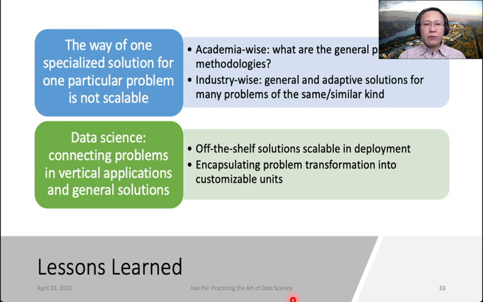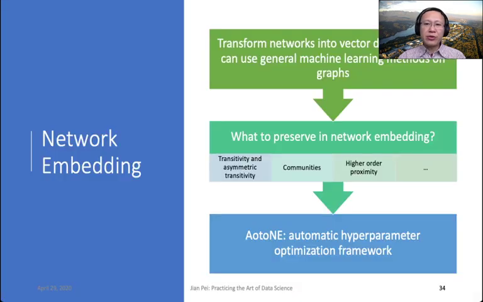And we realize data science should connect problems in vertical domains and the general solutions. So instead of working on specific solutions, one idea is that we need to look at the off-the-shelf solution, scalable in deployment. And we also should give people tools to encapsulate problems so that they can transform into customizable units. Let me use one example to illustrate what I'm talking about here.